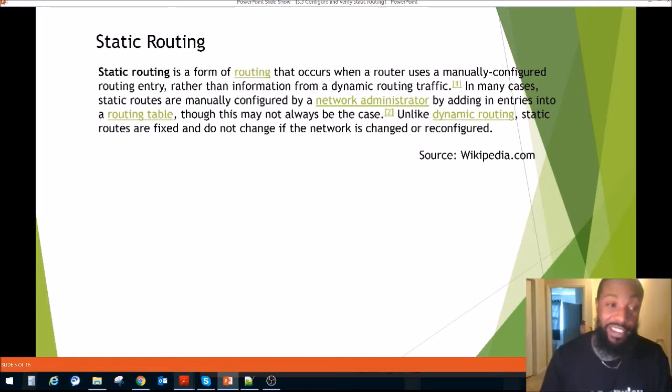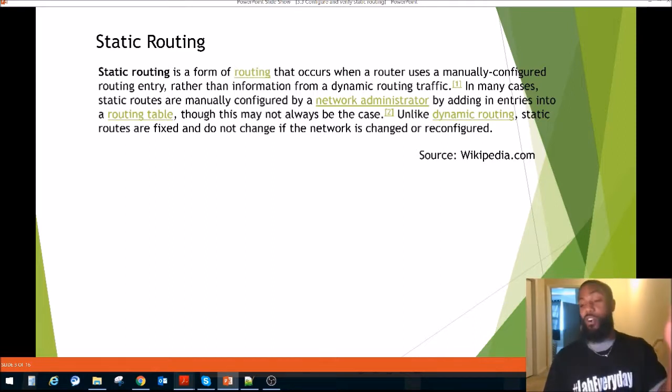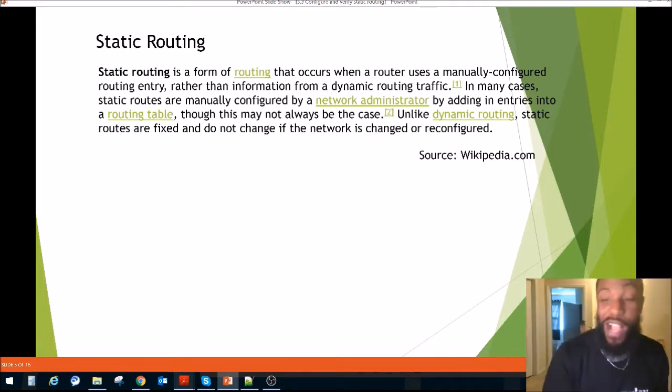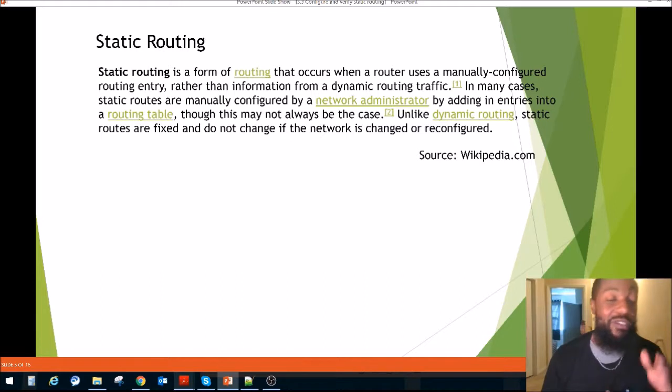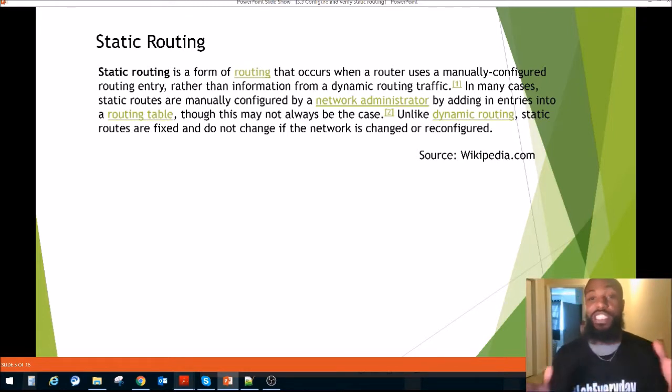However, if the interface that this route is pointing to goes down, you may still be routing your traffic through that route, and that's not good. So that's where a dynamic routing protocol may come in handy. If one route goes down, then you could have a backup route, or it'll just change because, like I said, it's dynamic. That's why they designed them that way.